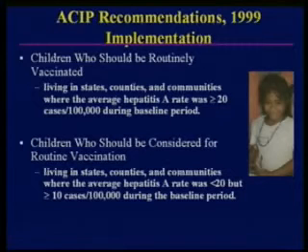Children who should be routinely vaccinated are those living in states, counties, and communities where the average Hep A rate was greater than 20 cases per 100,000 during the baseline period. Children who should be considered for routine vaccination are living in states, counties, and communities where the average Hep A rate was less than 20, but greater than 10 cases during the baseline period. So there's a big push to get children vaccinated.